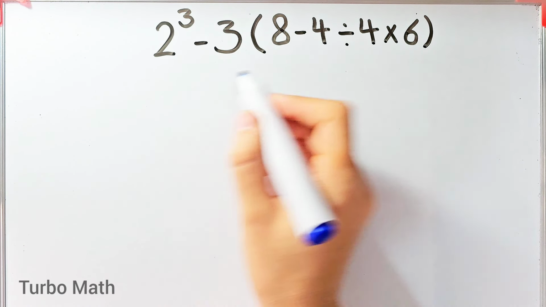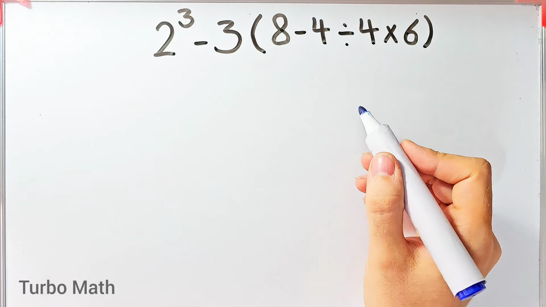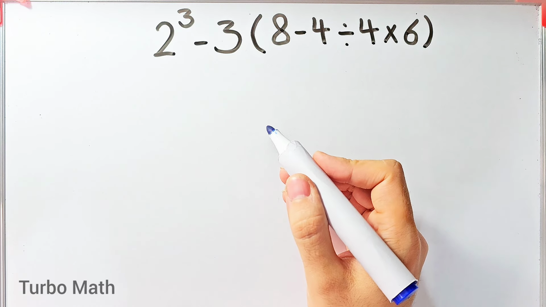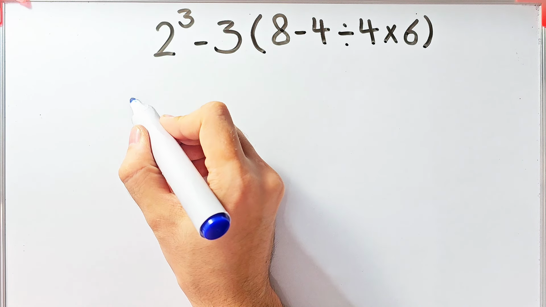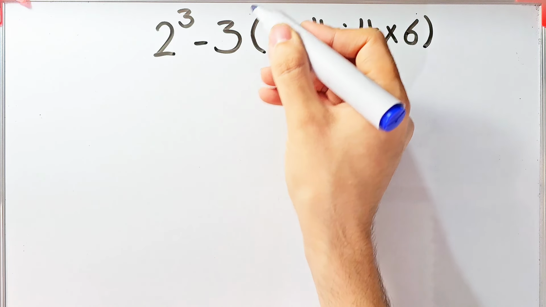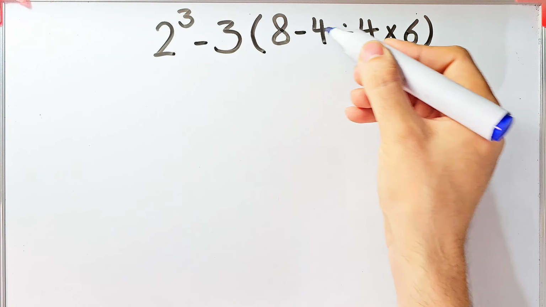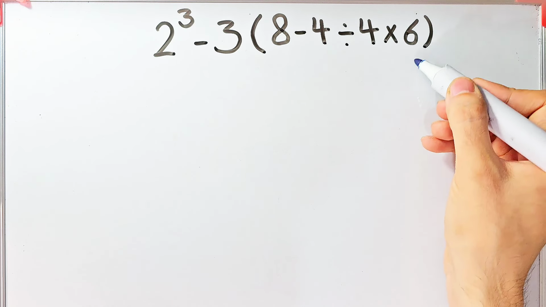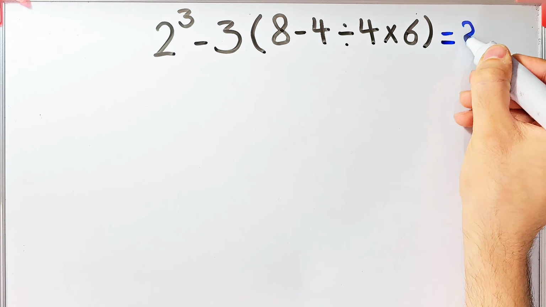Many people when they see this question, they don't know which operation to do first. So they might get it wrong. The question is 2 to the power of 3 minus 3 then times open parentheses 8 minus 4 divided by 4 times 6 close parentheses. What is the answer of this question?